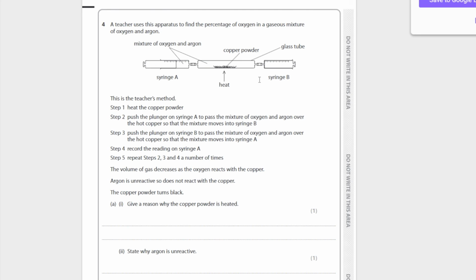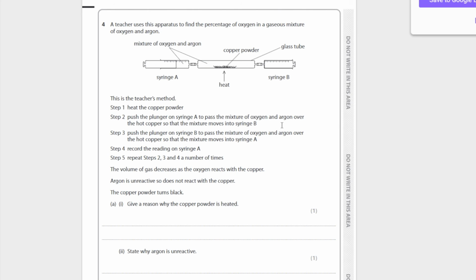Okay, now this is the copper powder. Very good practical. The teacher uses the apparatus to find the percentage of oxygen, in a mixture of oxygen and argon. I'm sure we've all seen this practical before because it's in the percentage of oxygen unit when we calculate the percentage of oxygen in air. In syringes A and B we have air, and you push it between the syringes, and the copper powder reacts to form copper oxide. Let's see how it's changed. This is a mixture of oxygen and argon now, which is essentially air. It's just trying to trick us.